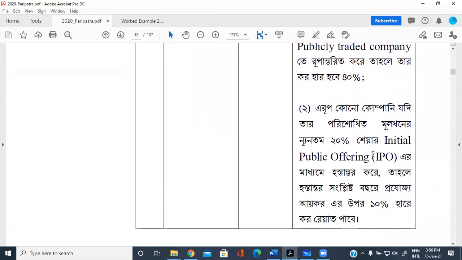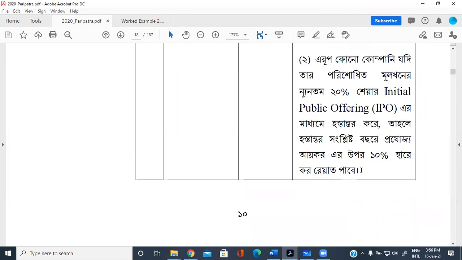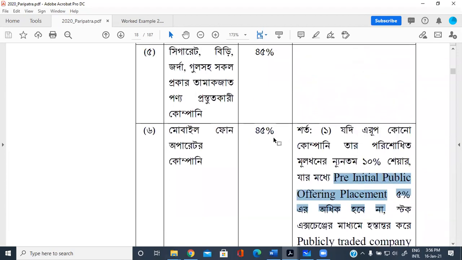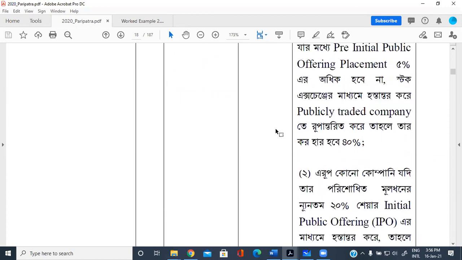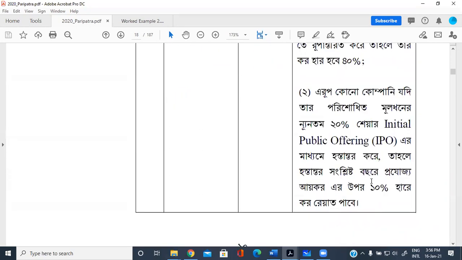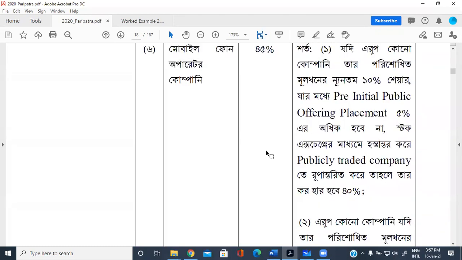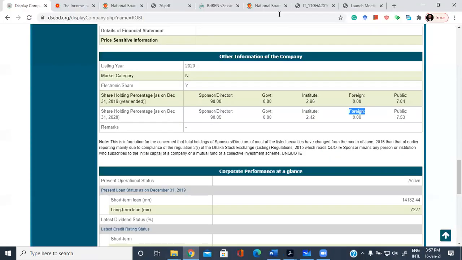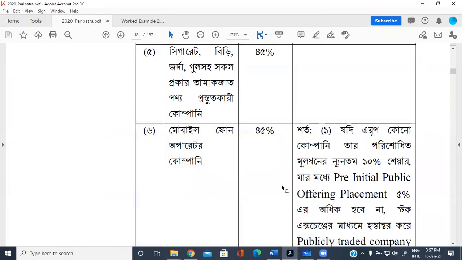And additionally, if they issued 20%, in that case their applicable tax rate will get reduced. This will get reduced by 10%, which will be equal to 35%.